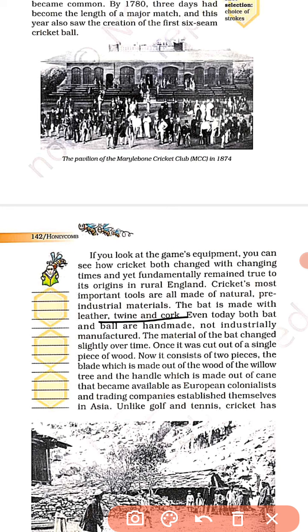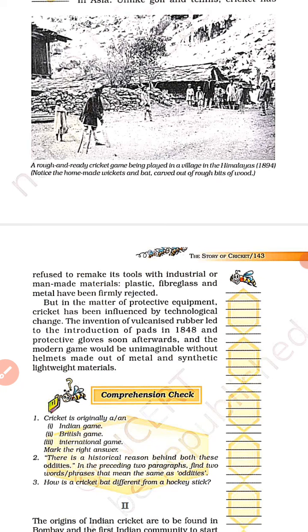The Oriental Cricket Club, founded in Bombay in 1848, was the first Indian cricket club. So what was the first Indian cricket club? The Oriental Cricket Club, founded in Bombay in 1848. So it was the first Indian Cricket Club.